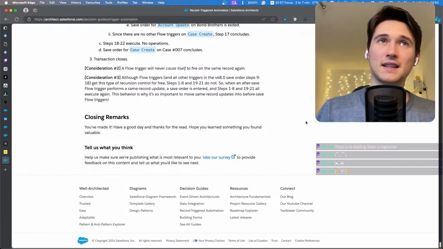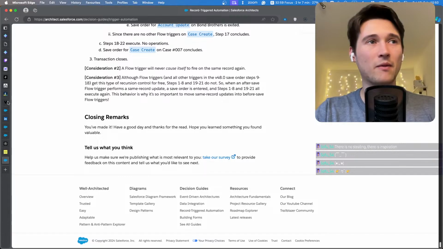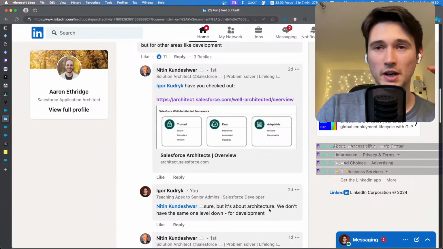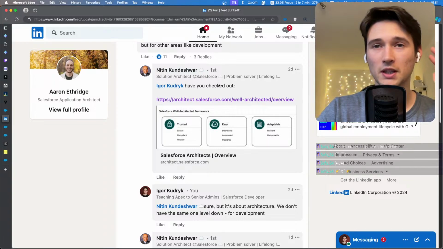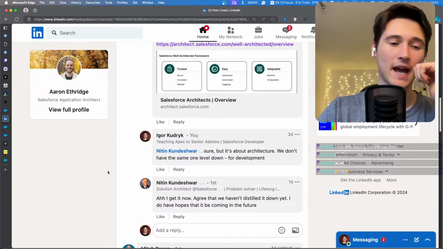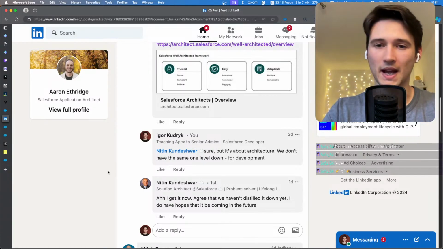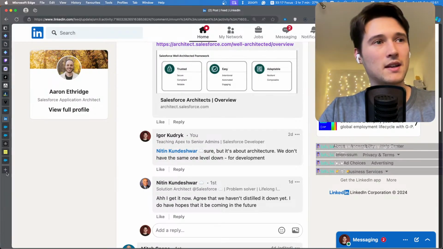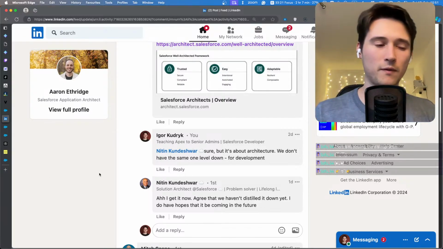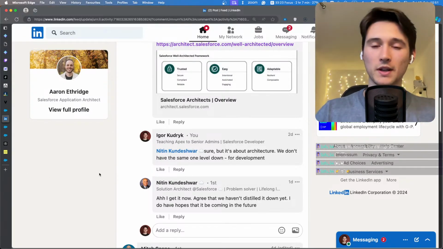And this is good, but what I wish I had in the Salesforce ecosystem, and this is what I wrote: have you checked out this? Yes, I did. We don't have the same one level down for development. And then Nitin agreed with me. And this is the problem, and this is the business idea for you guys. Create something that's basically a collection of best practices for development.